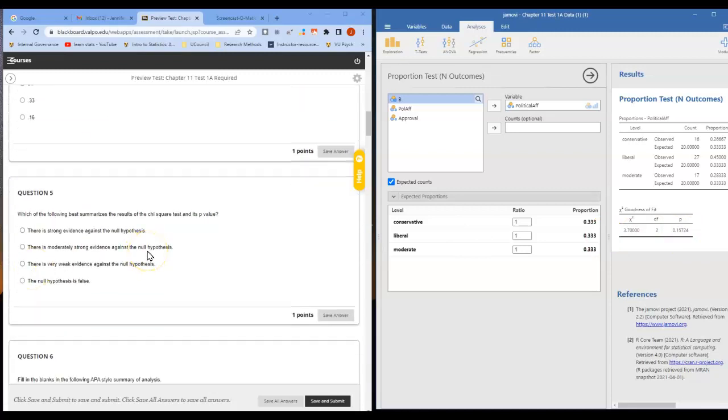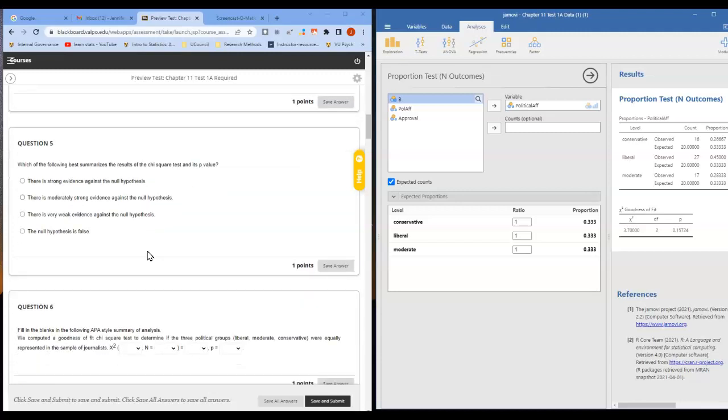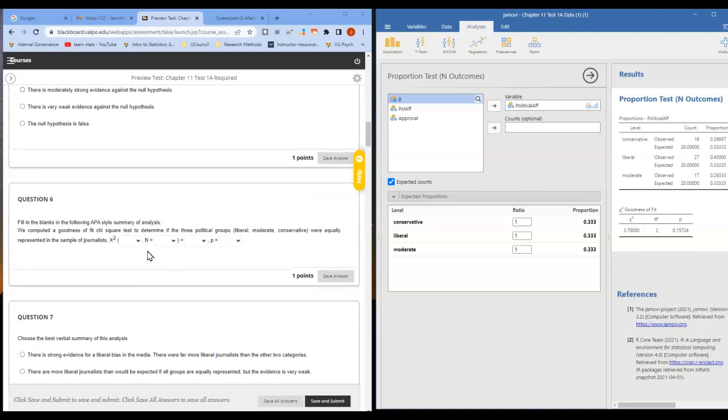Our next question is, which of the following best summarizes the results of the chi-square test and its p-value? Okay, so our p-value in this case is 0.16, which would be really weak evidence against our null hypothesis. All right, now to fill in the blanks for the chi-square test, the first number you're inputting here is the degrees of freedom for the chi-square test. It is 2 degrees of freedom. And then we're going to enter our sample size, which was 60, then this chi-square that was computed, and then finally the p-value there.